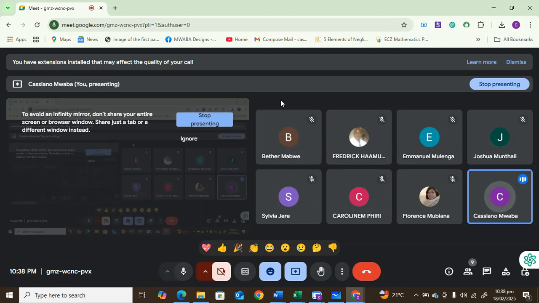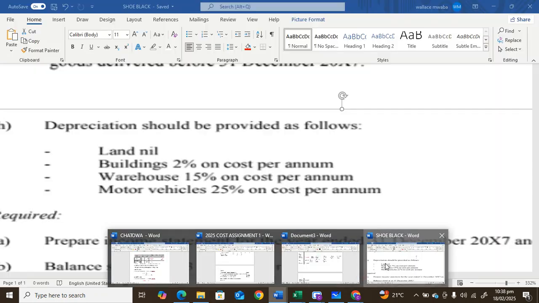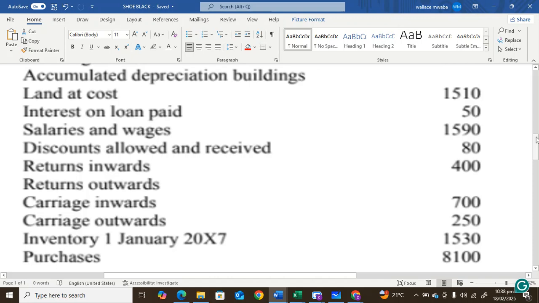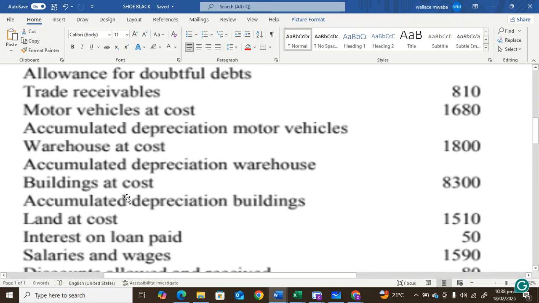So the straight line method is very easy. As I've told us here, buildings are 2% on cost. You go to the value of buildings. Buildings that cost 8,300,000. Because remember, there are three zeros on top, so 8,300,000. Let's get our calculators. What's 2% of 8,300,000?